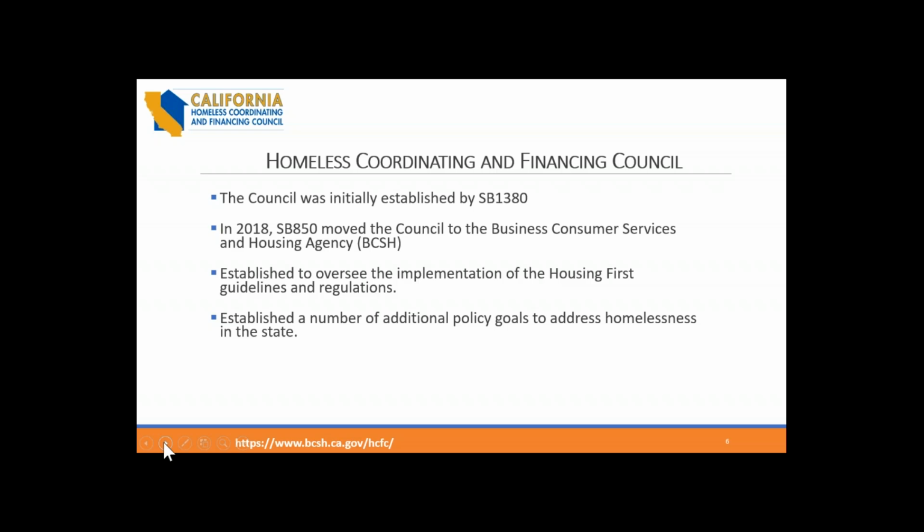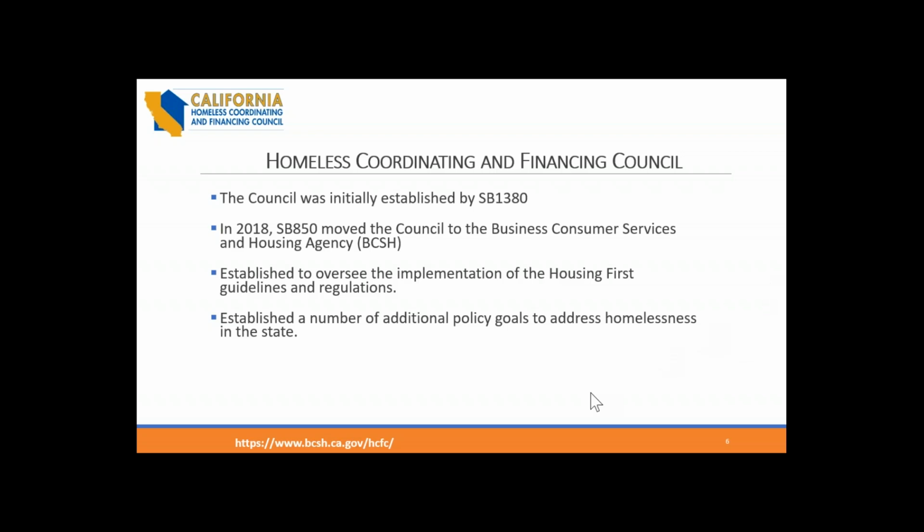So I'm Lahela Maddox, and I'm the Director of Local Program Partnerships for the Homeless Coordinating and Financing Council. Basically what that means is that I oversee the Homeless Emergency Aid Program, the HEAP, which was the $500 million, the new funding of $650 million, and the SB 918 Homeless Youth Act.